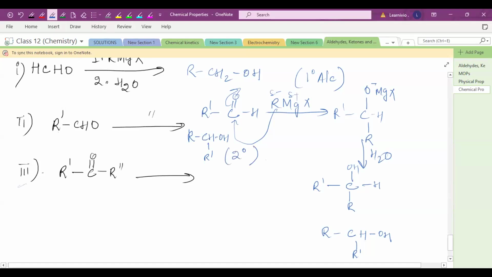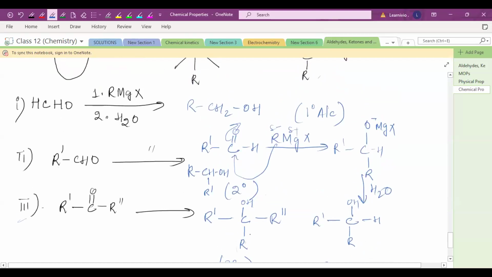And the third one, this is your ketone. So ketone on treatment with the Grignard reagent, the product will be your tertiary alcohol. It will be R dash carbon R group. This R group is from the Grignard reagent, and this is the R group R dash double dash, R1 and R2 you can see. So you will get a tertiary alcohol.